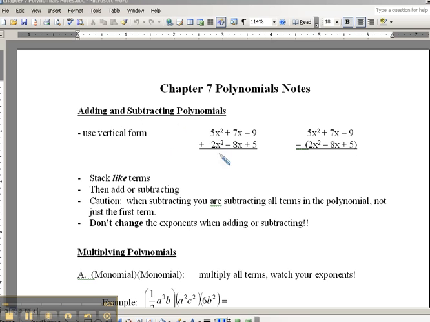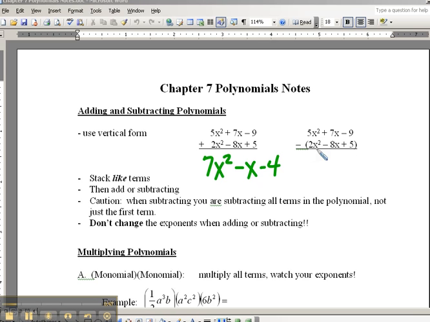So what I've done is I've set mine up in vertical form here. With the addition, I've got my x squared terms lined up, my x terms lined up, and my constants. So let's just add. I've got 7x squared. When you put those two together, you get negative x. When you put those two together, you get negative 4. That's the easy one.